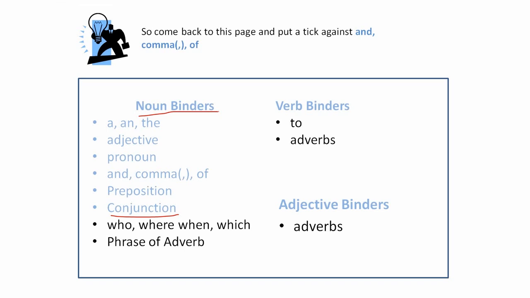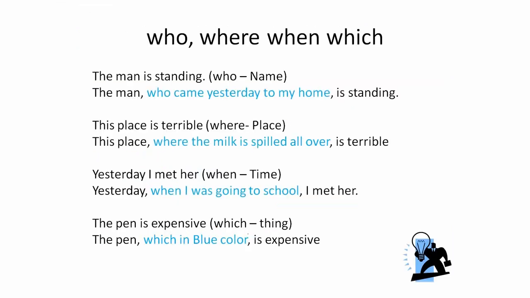Right? So now we have the next set of binders: who, where, when, and which. So let's get started. Who, where, when, which are four words that act as binders. For example, look at this simple sentence: the man is standing. Now, the man is a person, a name.